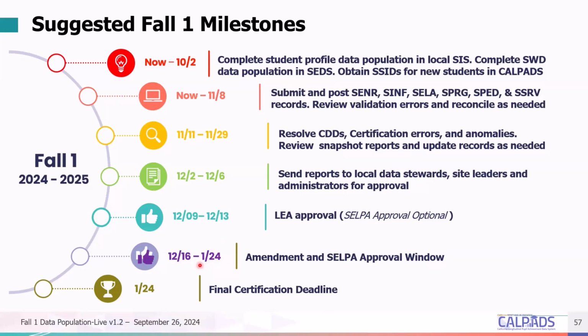So by January 24th, you should be both LEA and SELPA approved in Fall 1, and that is the state level requirement there.